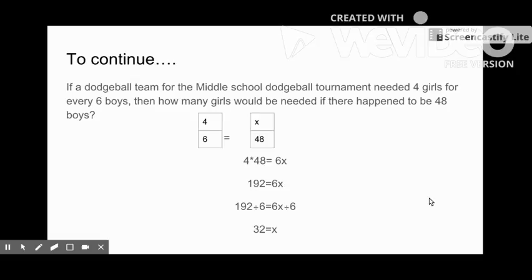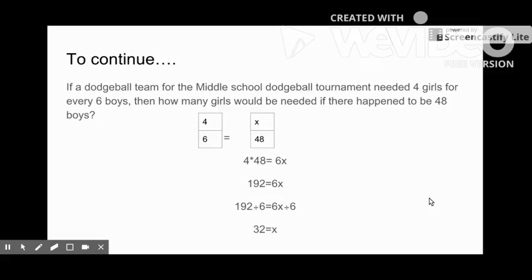So the third problem is: if a dodgeball team for the middle school dodgeball tournament needed 4 girls for every 6 boys, then how many girls would be needed if there happened to be 48 boys? First, we need to find the numbers that have the same unit. We will keep those equal to each other while doing the proportion. So we'd put 4 girls over 6 boys and use a variable for the amount of girls that is unknown to us. Then we'll put 48 boys under the variable, which in this case will be x.